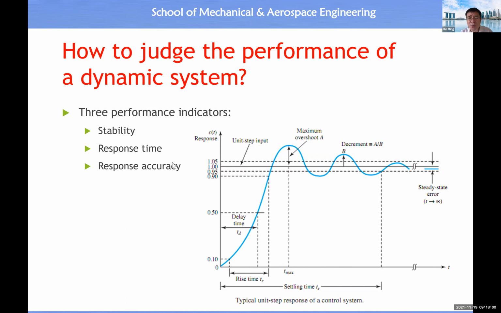Then what will be the response time? Response time could be measured by either settling time or rise time, meaning how fast the output will respond to the input. Normally we use the settling time. Settling time means the time taken by the output to enter the error band centered at the final output, or steady state response. The steady state response is one, so we want the output to reach the value one. Then we define the error band, let's say plus or minus 2%, plus or minus 5%, plus or minus 1%, etc. Then what is the time for the output to enter this error band? So that is about the accuracy.